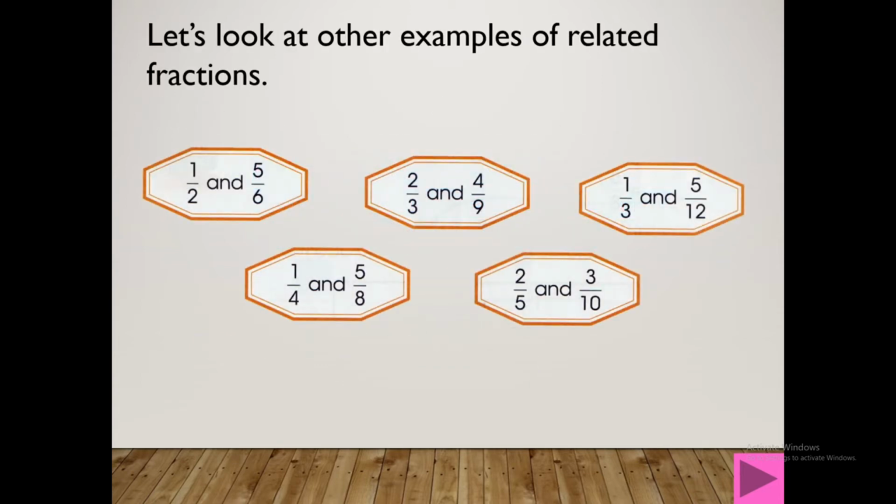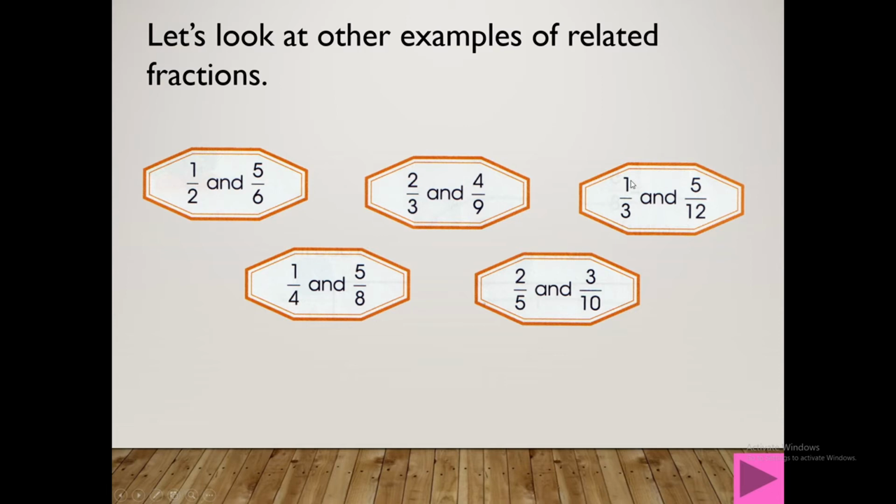Let's look at other examples of related fractions. In this first example, we have 1 over 2 and 5 over 6. The denominators of this pair of fractions are 2 and 6, and 6 and 2 can be divided by one another without a remainder, because 6 divided by 2 is equal to 3. Next, we have 2 over 3 and 4 over 9. 3 and 9 are the denominators of this pair of fractions, and 9 divided by 3 is equal to 3. Hence, this pair of fractions are considered related fractions.